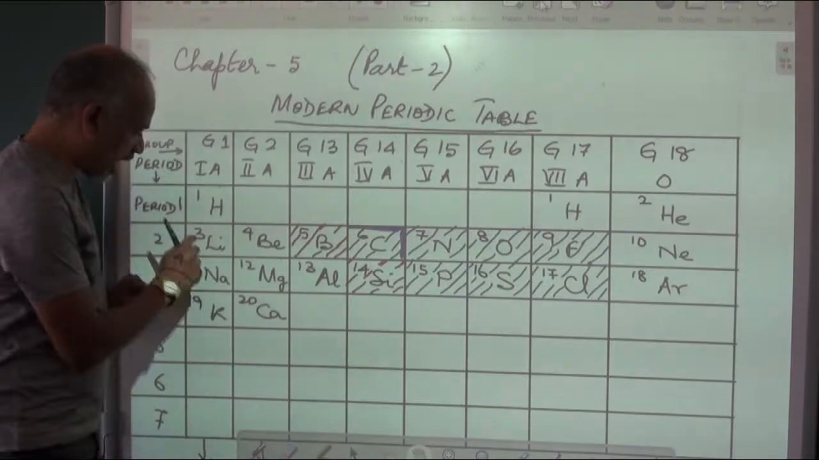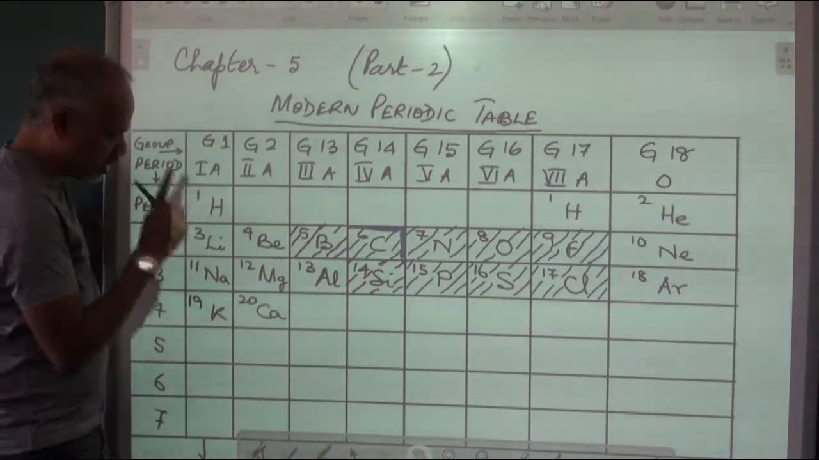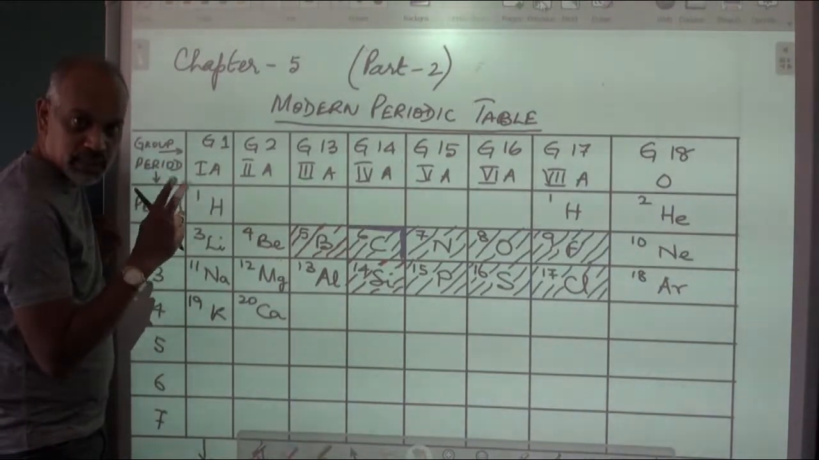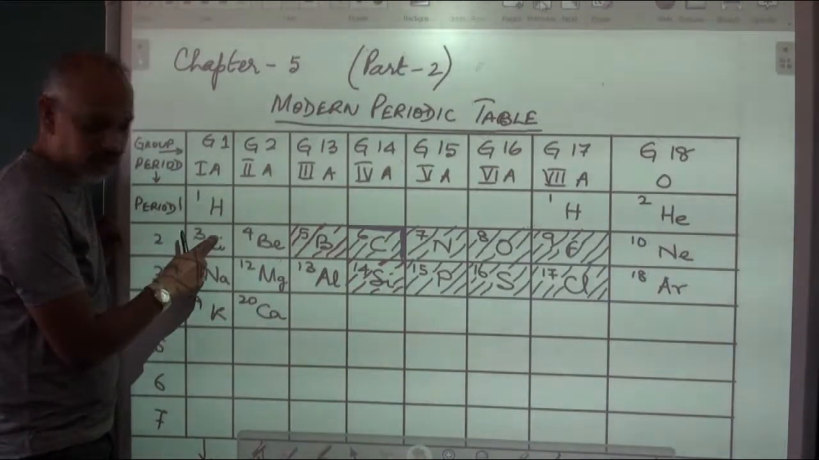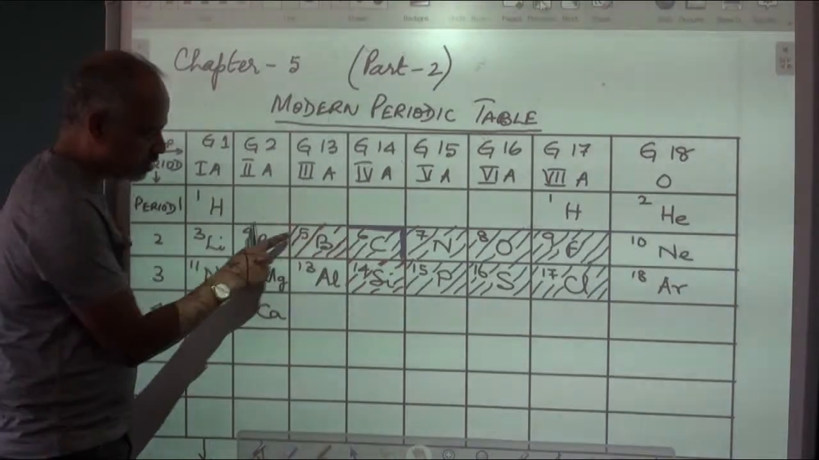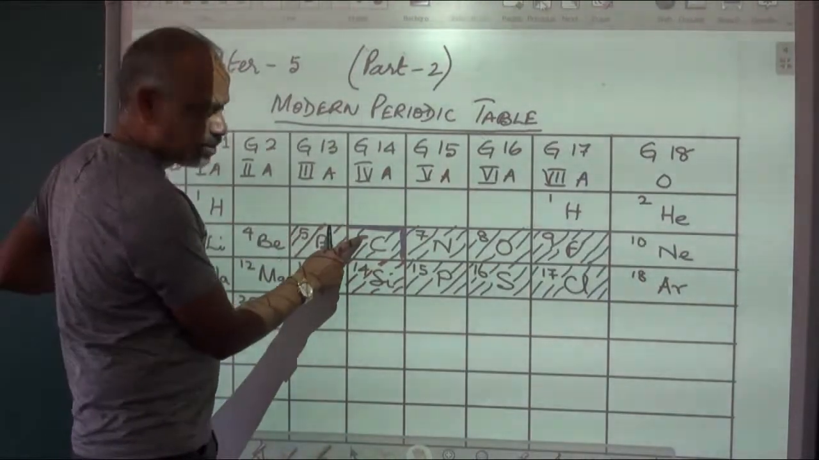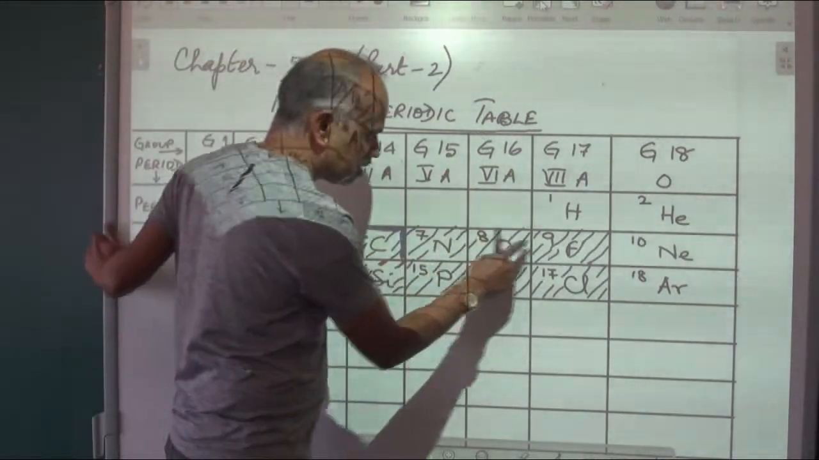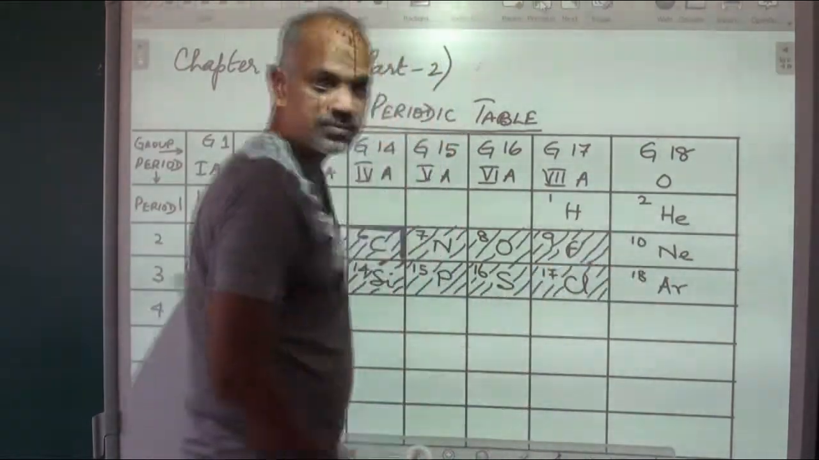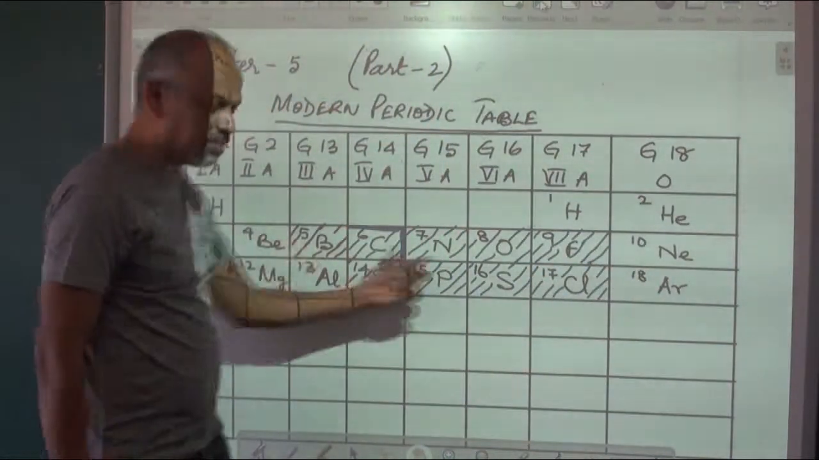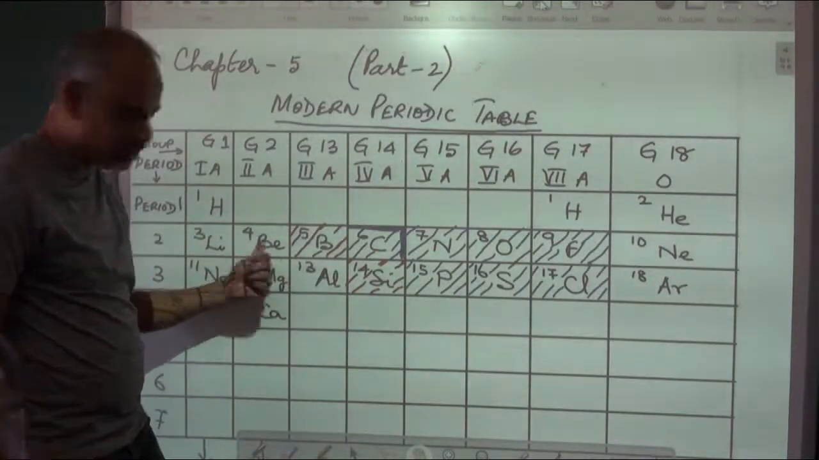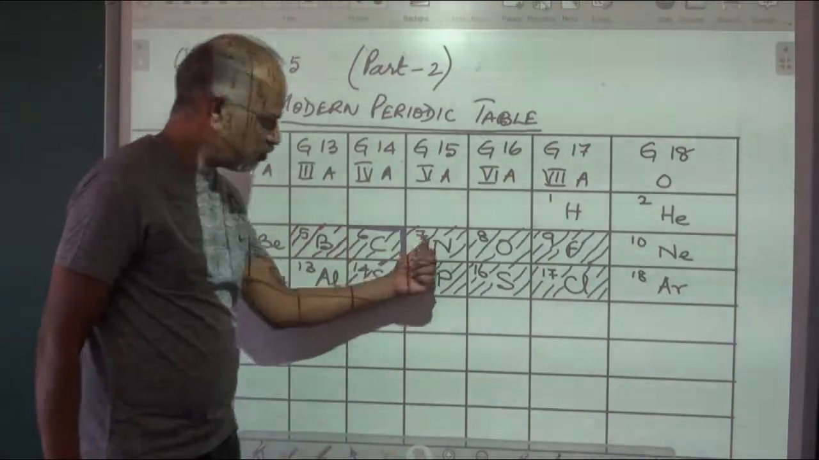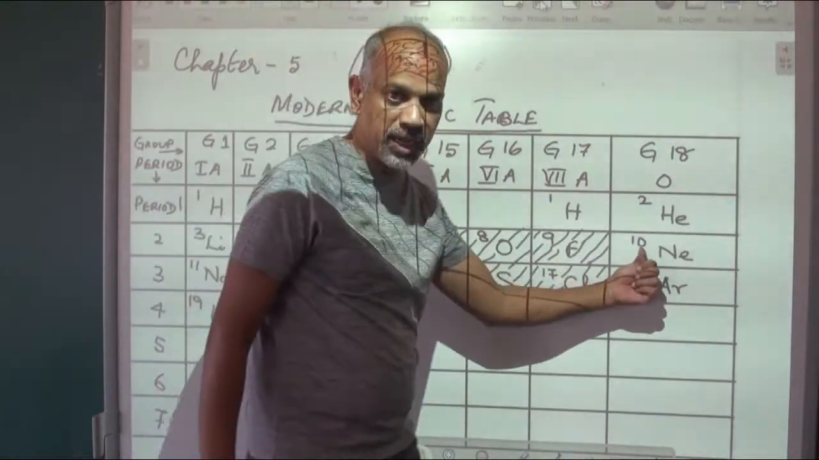Now if you have to write their electronic configuration, the first orbit has 2, the second orbit has 1. 2, 1 is the electronic configuration. This one is 2, 2. This one is 2, 3, 2, 4, 2, 5, 2, 6, 2, 7 and 2, 8. You will see all of them have 2 orbits: 2, 1, 2, 2, 2, 3, 2, 4, 2, 5, 2, 6, 2, 7, 2, 8.